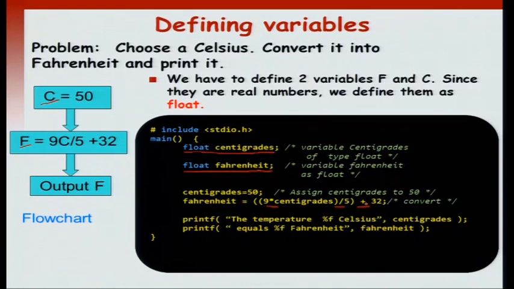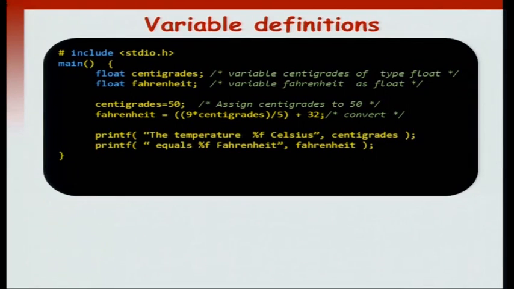So Fahrenheit equal to 9 times centigrade divided by 5 plus 32 is exactly similar to the analogous line in the flowchart. And finally, for outputting, we will use the printf statement. So here is something new in the printf statement. We use what are known as format specifiers. These %f symbols are new, and we will describe them shortly. So let us look at the program in a little more detail.